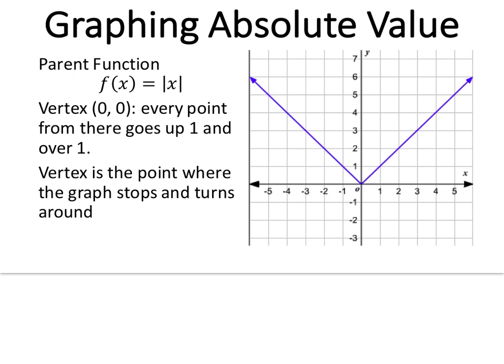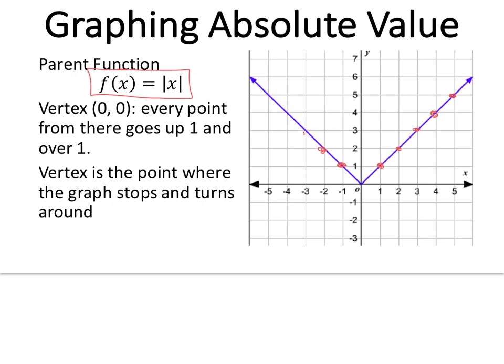Over here, this is your parent function. It's as simple as it gets, just the absolute value of x. And that's what that graph looks like. Your vertex is at (0, 0). And from there, if you notice, every point goes up 1 over 1. So it kind of works like a line with the slope of 1.